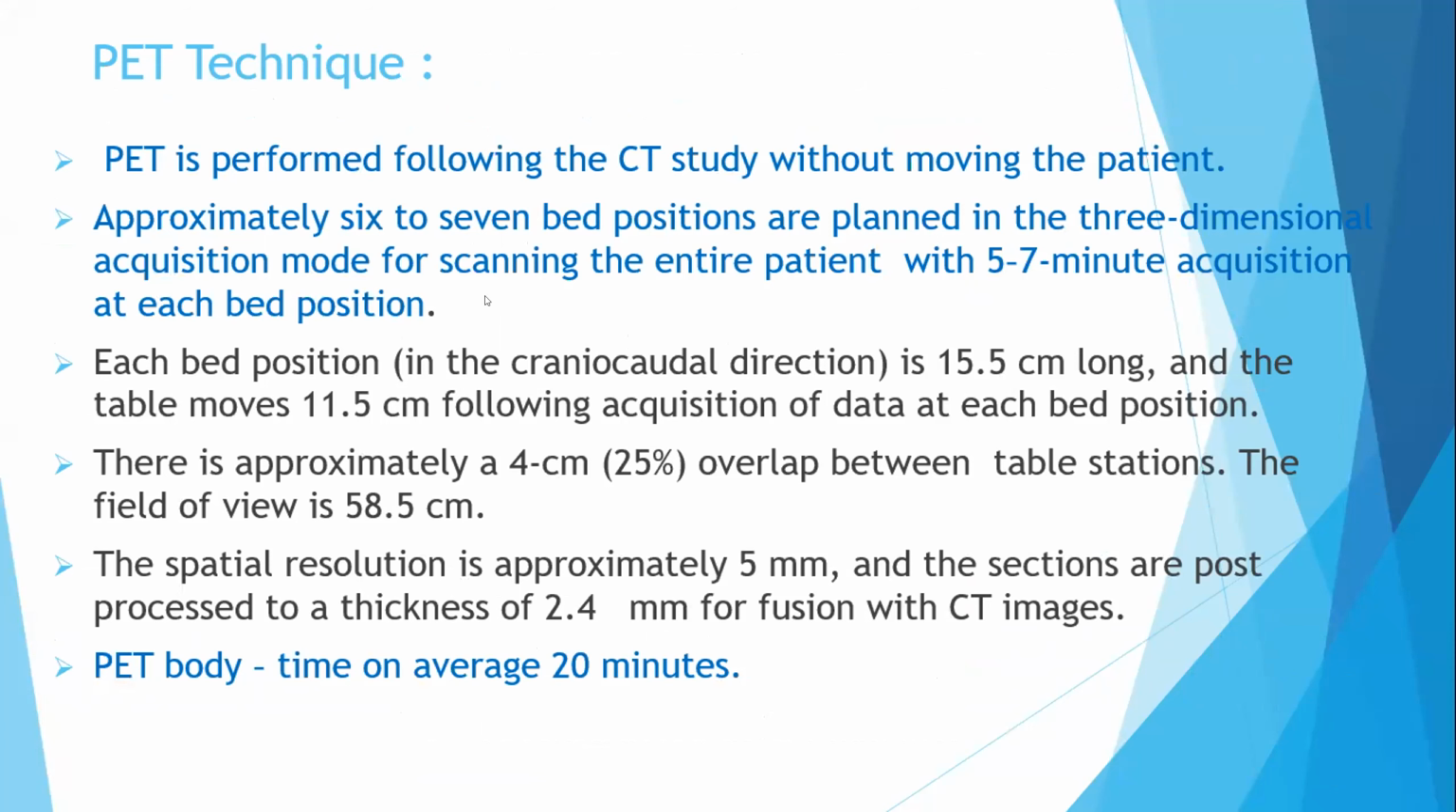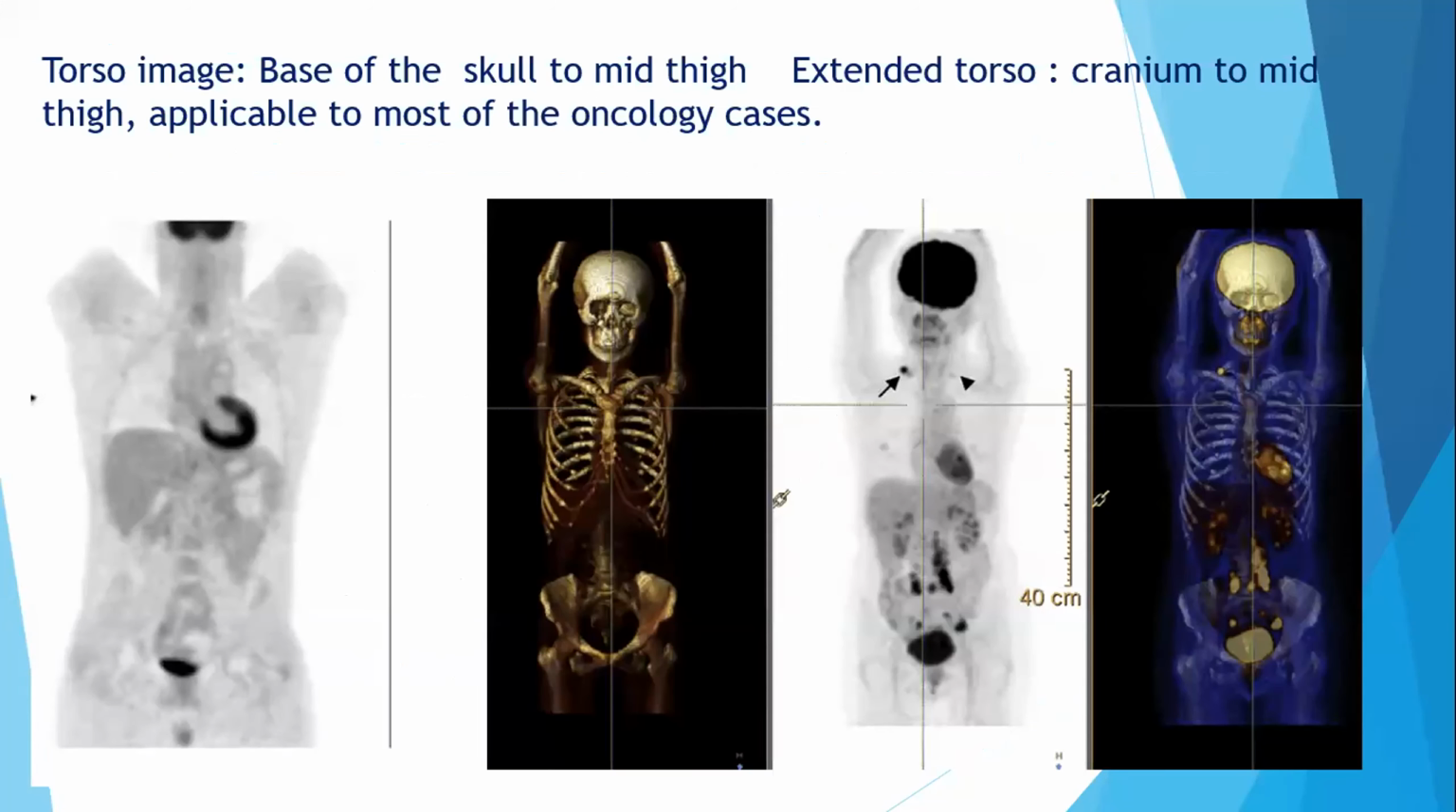PET is performed following the CT study without moving the patient. Approximately 6 to 7 bed positions are planned in the 3-dimensional acquisition mode for scanning the entire patient, with 5 to 7 minutes duration each, and the total time is on average 20 minutes. There are some views of PET CT. One is torso imaging, from the base of the skull to mid-thigh, and extended torso is from cranial to mid-thigh, and it is applicable in most cases.